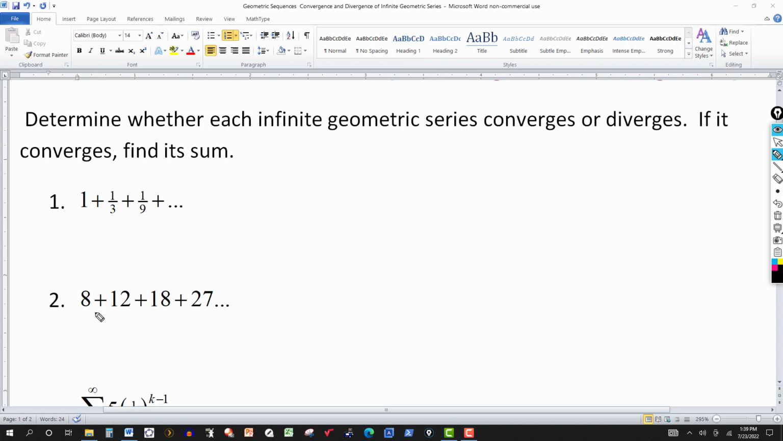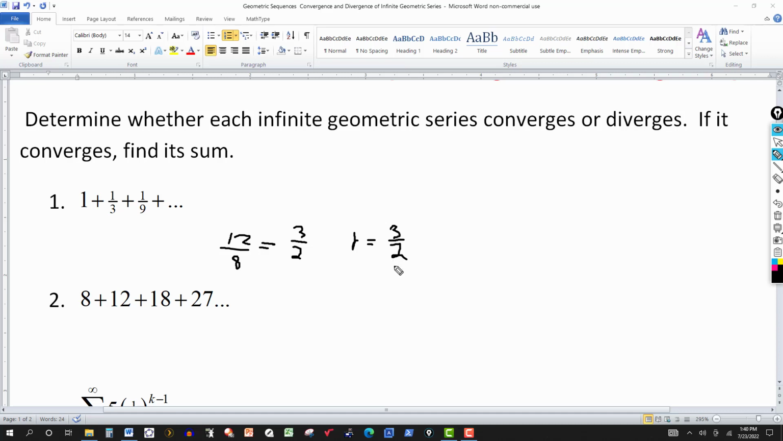Now the next one here, take 12 over 8, reduce it. 12 is 3, 8 is 2, and then just check it here. I multiply 8 by 3/2, get 12. I multiply 12 by 3/2, I get 18. I multiply 18 by 3/2, I get 27. So just double checking that that is an infinite series, and that our common ratio is 3/2.